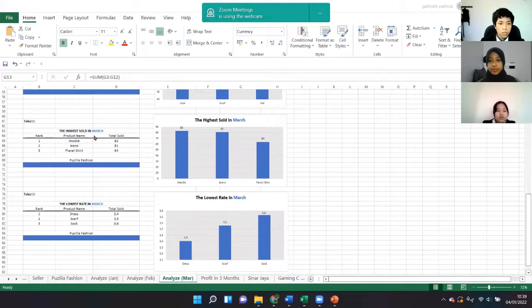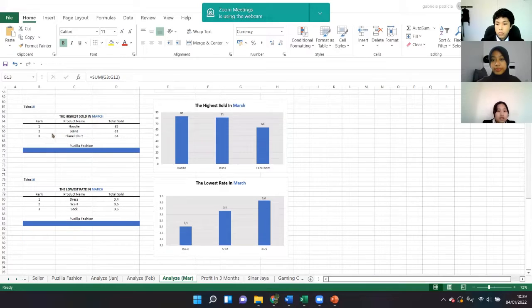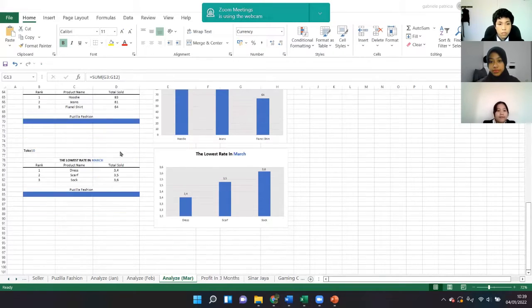Next, the highest sold in March. The first is hoodie, the total sold is 83. The second is jeans, the total sold is 81. And the third is flannel shirt, the total sold is 64. And that is the regular chart from the highest sold in March.